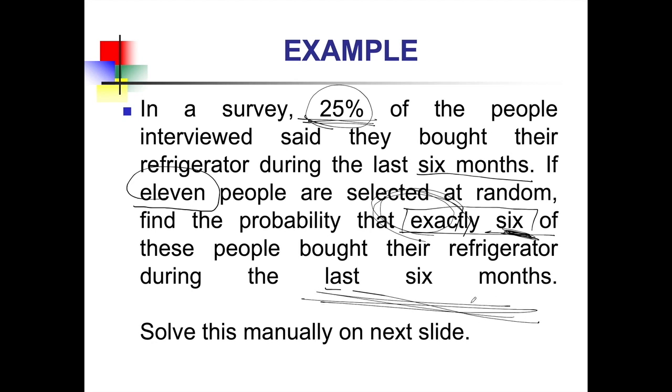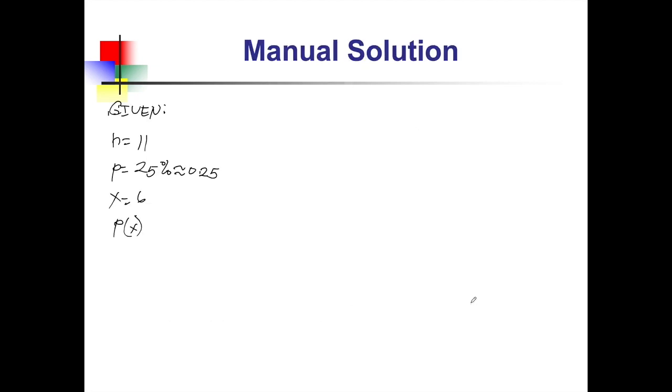So what happened is, we have 25% who said yes in the previous study. Then you now want to verify whether that study is true, by having 11 people as your sample size. So exactly 6 of those people should be the ones saying yes, that they bought their refrigerator during the last 6 months. So the question is, what is the probability that exactly 6 say yes among the 11 people? I hope you get it.